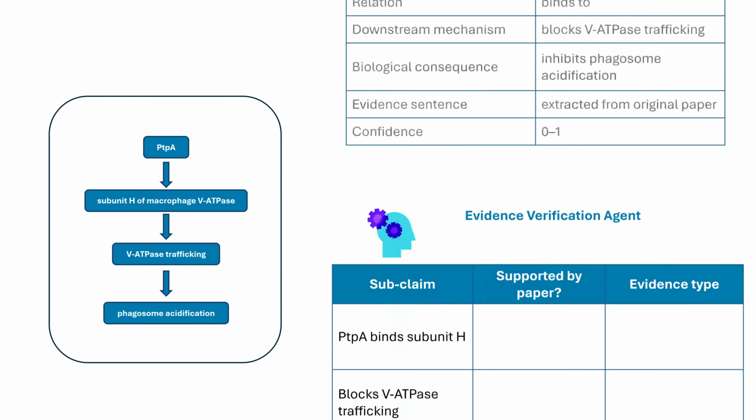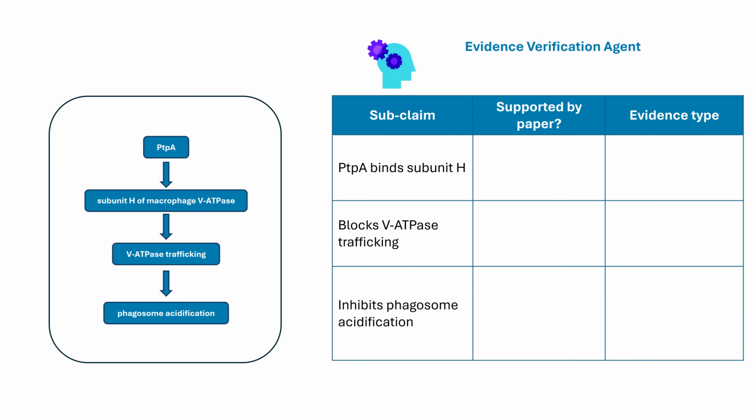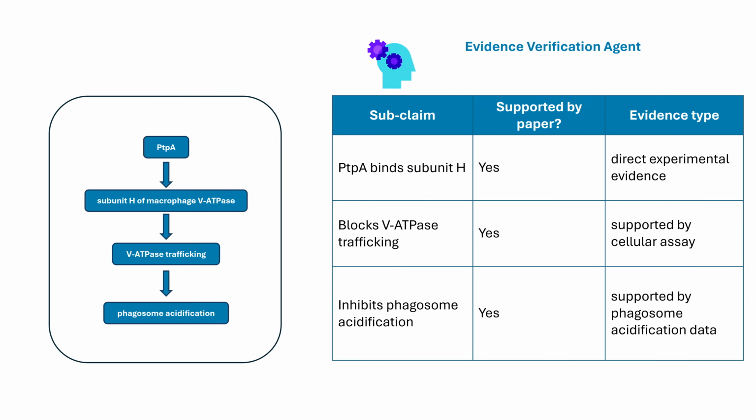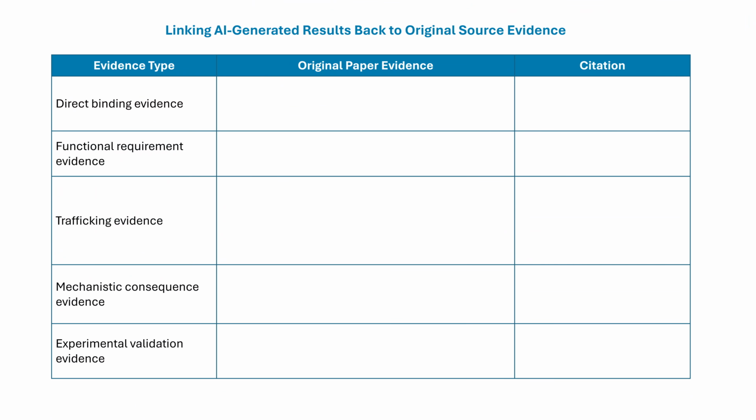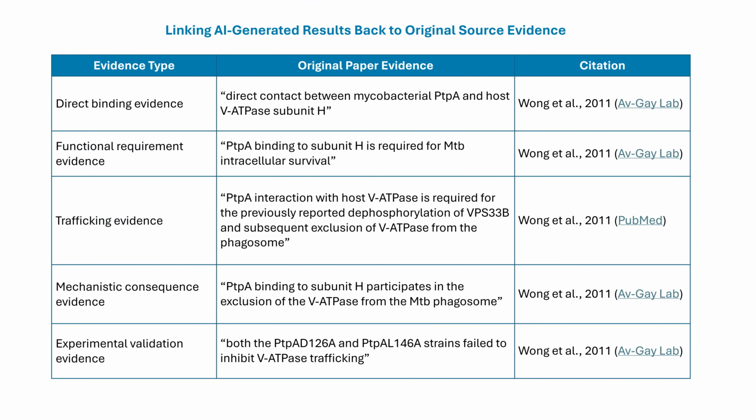Another AI agent is responsible for evidence verification. It checks each claim against the original paper. So the result is not just plausible. It is supported piece by piece by the underlying evidence. Whenever possible, the system also links the result back to the original supporting evidence, so that the final judgment remains in the hands of domain experts.